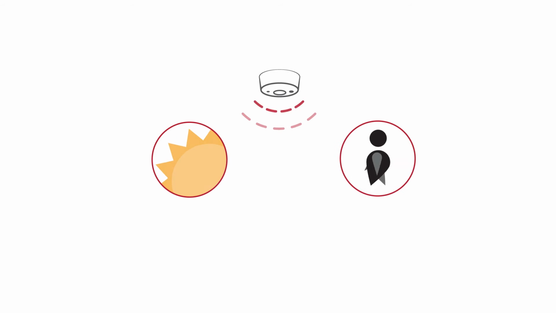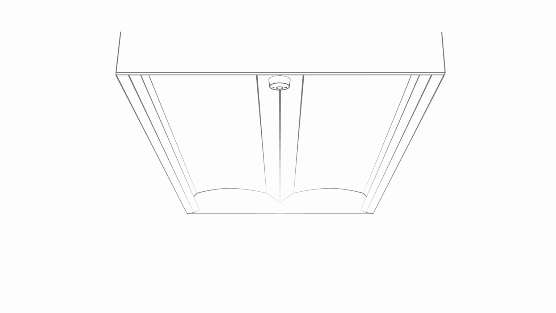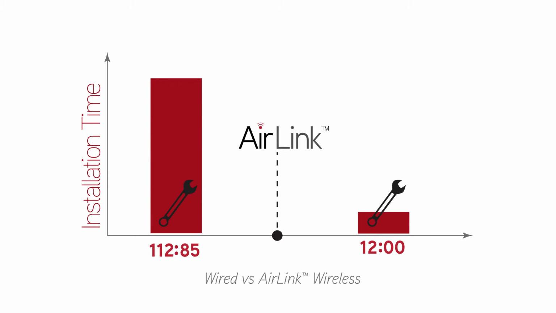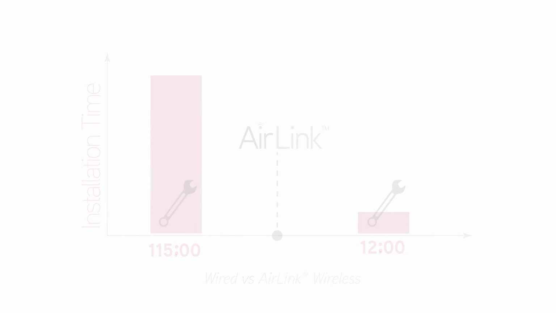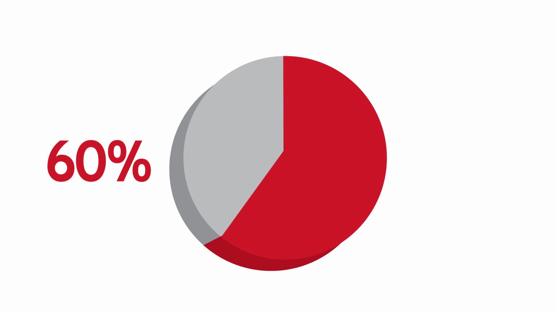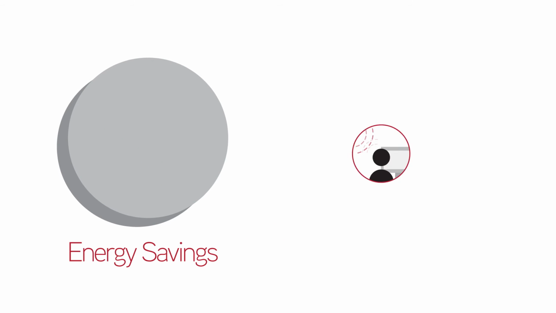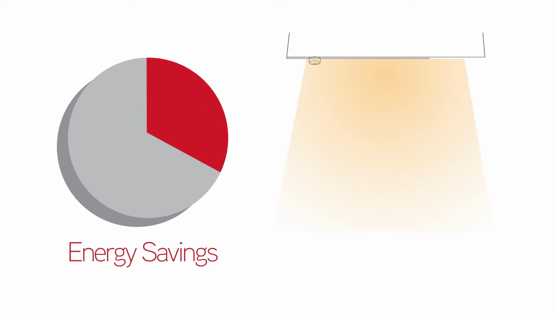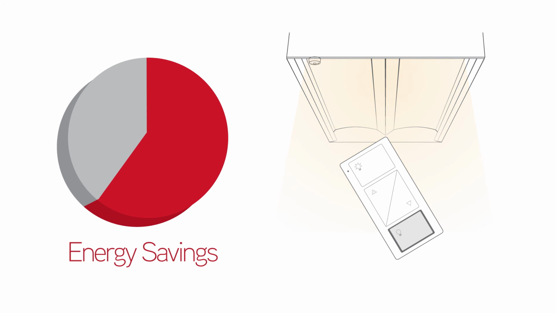AirLink is also quick to deliver substantial cost savings and improved occupant productivity. With light and motion sensors built into each lighting fixture and no wiring, installation time is reduced by 90%. Energy savings of 60% or more are immediately attainable through occupancy sensing, daylight harvesting, high-end trim and personal dimming control.